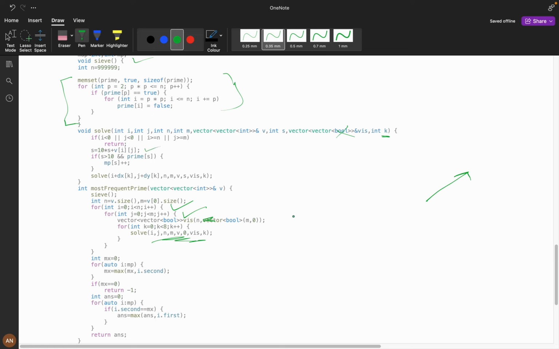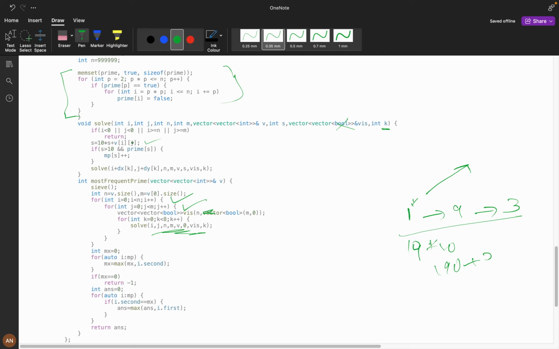That means here it is saying that we are at 1, then we are going for 9, so 1 into 10 plus 9, we will get 19. We are at 19, now we got 3, so 190 plus 3, we are getting 193. That's why we are multiplying by 10 plus v of ij. If that is prime, I am incrementing that frequency, then we are only going in the k direction.